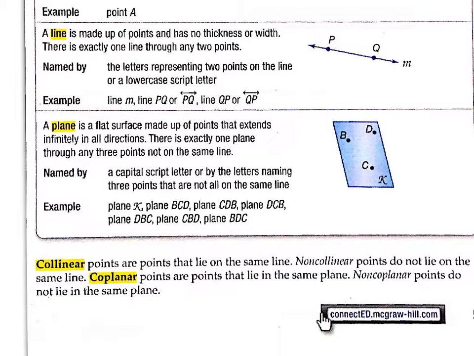Other terms, collinear. Co means together. Think about the word coexist. Things go together. So collinear are points that are on the same line. Coplanar are points that are on the same plane. So if they are non-collinear, non-coplanar, non means not, that means they're not on the same line or not on the same plane.